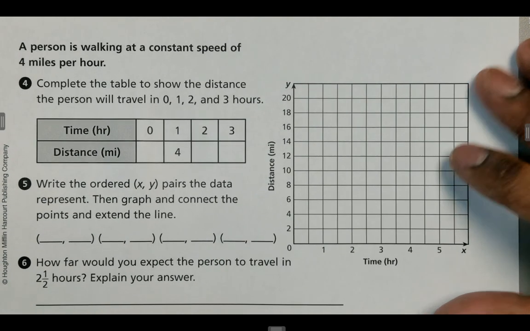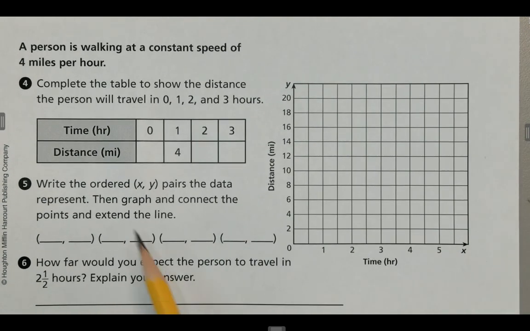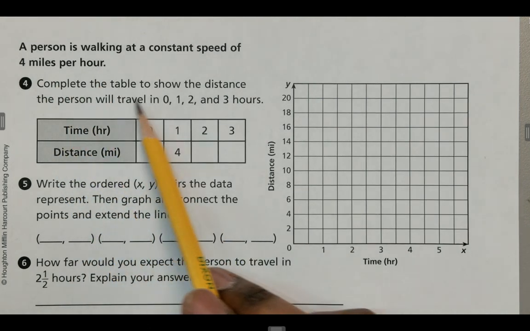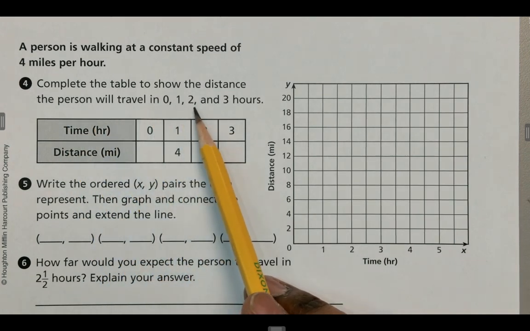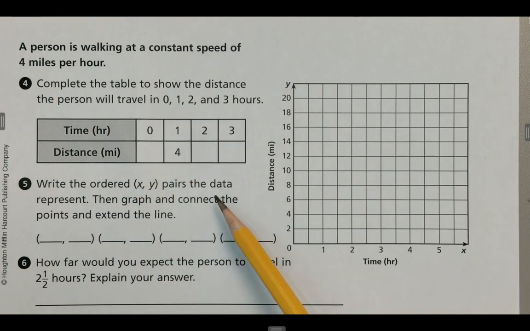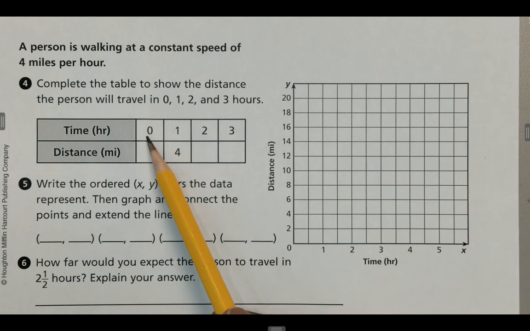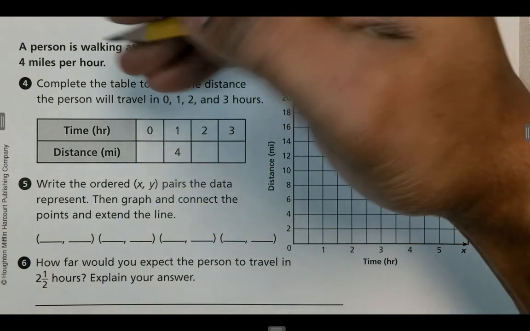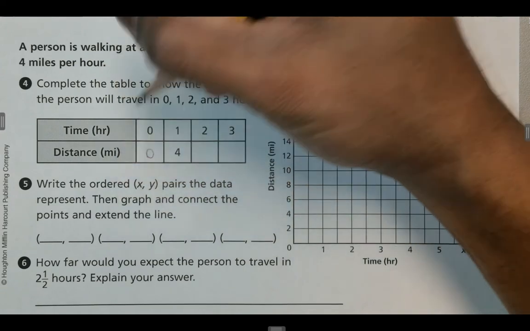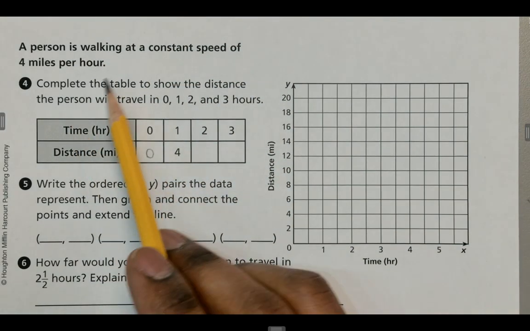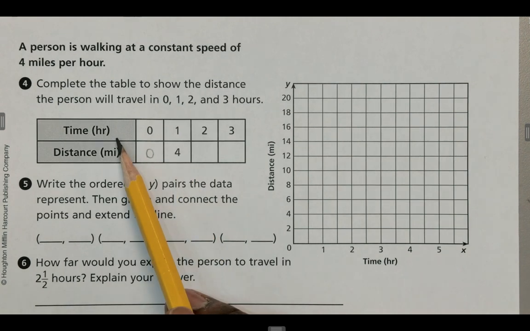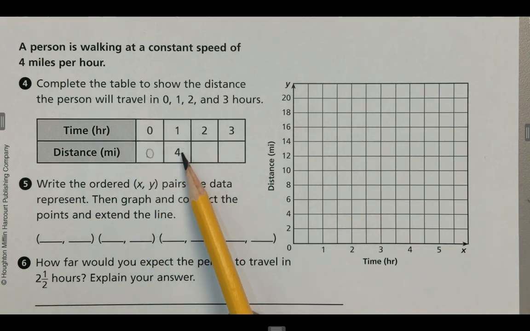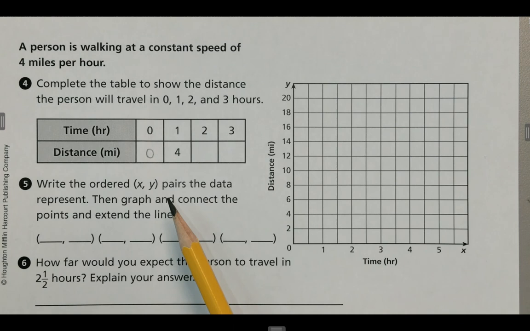A person is walking at a constant speed of 4 miles per hour. Complete the table to show the distance the person will travel in 0, 1, 2, and 3 hours. Well, if they've been traveling for 0 hours, they haven't gone very far, have they? And as we were told, their speed is 4 miles per hour. So if they've been gone for 1 hour, that means they've traveled 4 miles.